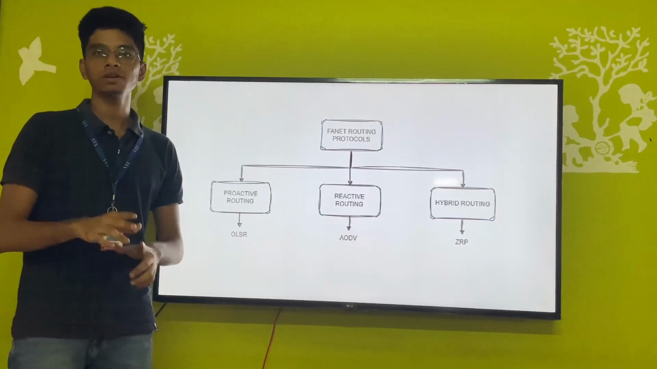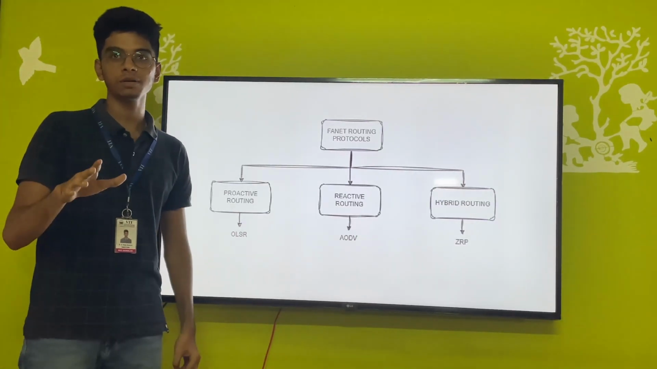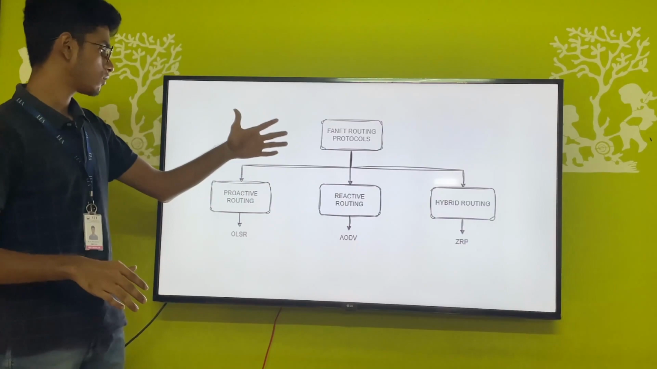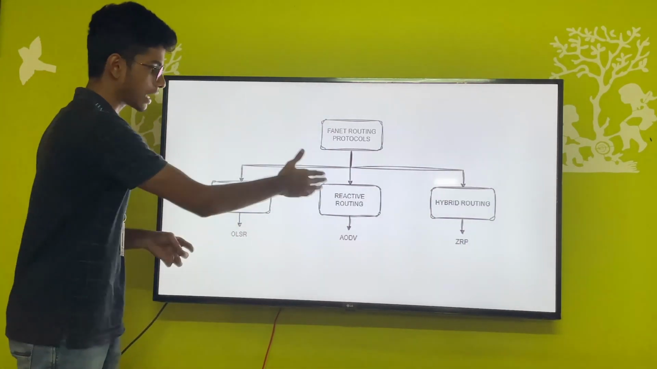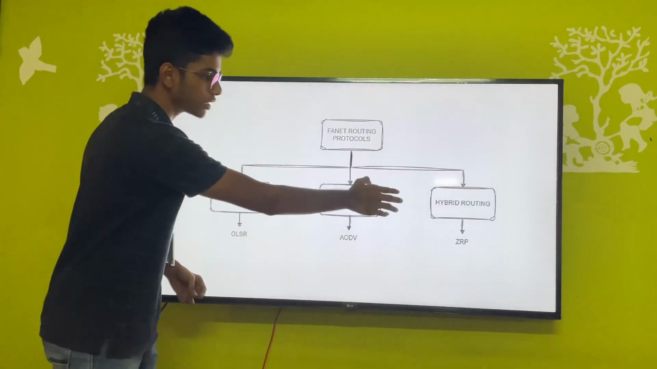FANET's routing protocols play a crucial role in ensuring efficient and reliable communication between nodes. So FANET routing protocols have three types: proactive routing, which has OLSR, reactive routing, which is AODV, and hybrid routing, which is ZRP.